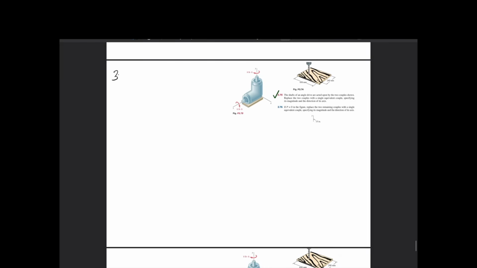So question 3.75. The shaft of an angle drive is shown in this image here. The shafts are acted upon by the two couples shown: this couple here, 8 pounds, and 6 here. Now, we are to replace the two couples with a single equivalent couple, specifying its magnitude and the direction of its axis.